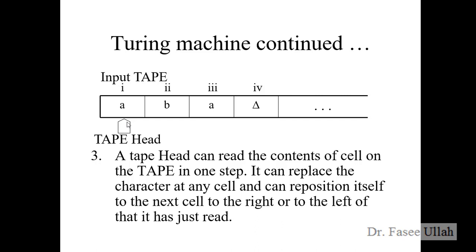So point 3 has the same purpose we have over here. Step 3: a tape head can read the contents of a cell on the tape. It can replace the character at each cell and can reposition itself to the next cell, to the right or to the left of that. It just reads the text. It can go to the right or it can go to the left. It depends on the input directions. We will see that one as well.